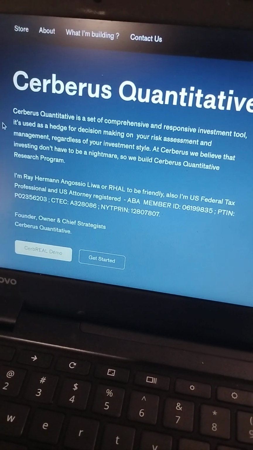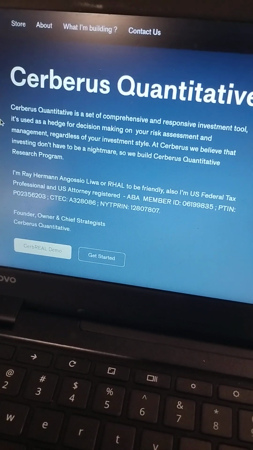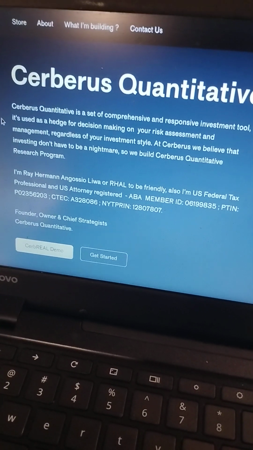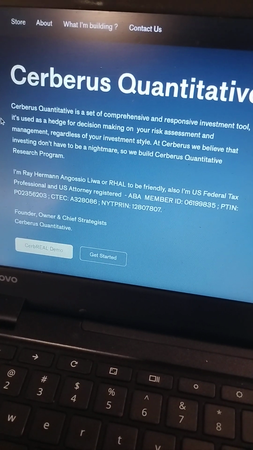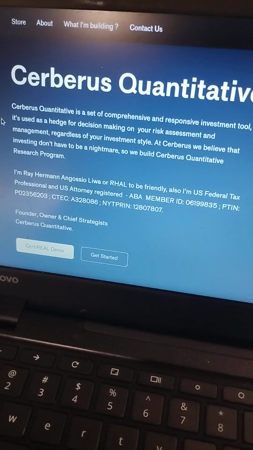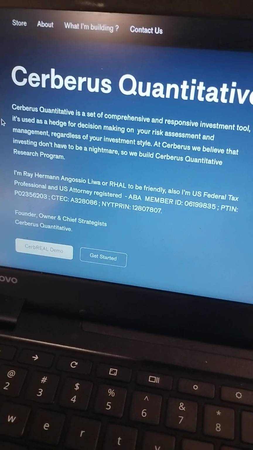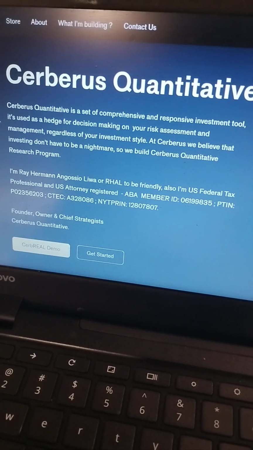Cerberus Quantitative is a set of comprehensive and responsive investment tools. It's used as an edge for decision making or your risk management, regardless of your investment style. At Cerberus, we believe that investing doesn't have to be a nightmare, so we built the Cerberus Quantitative Research Program.